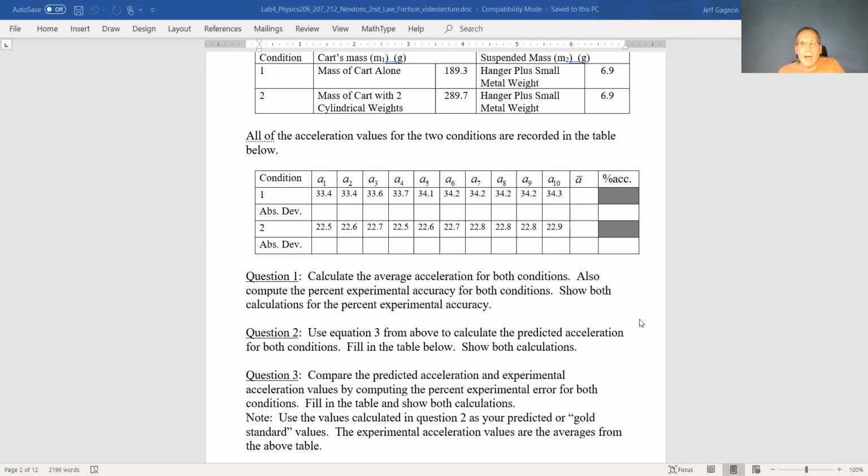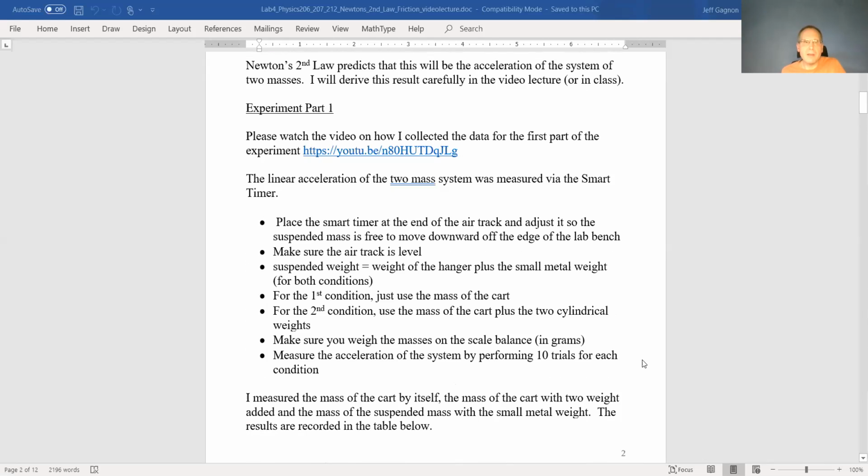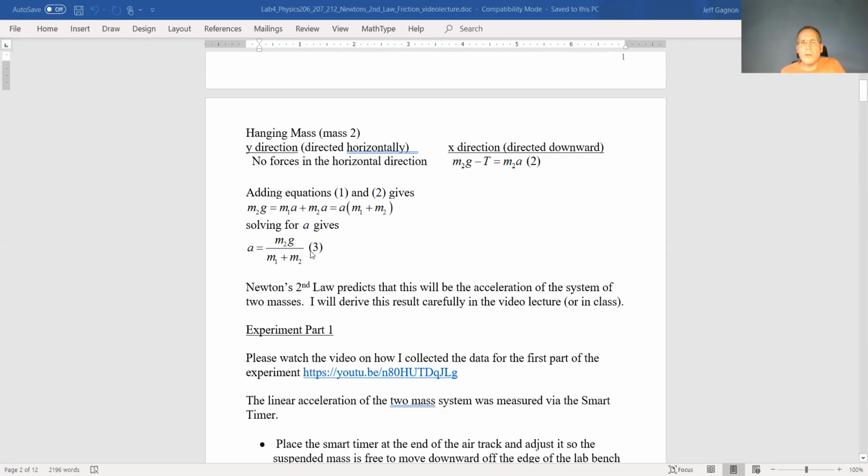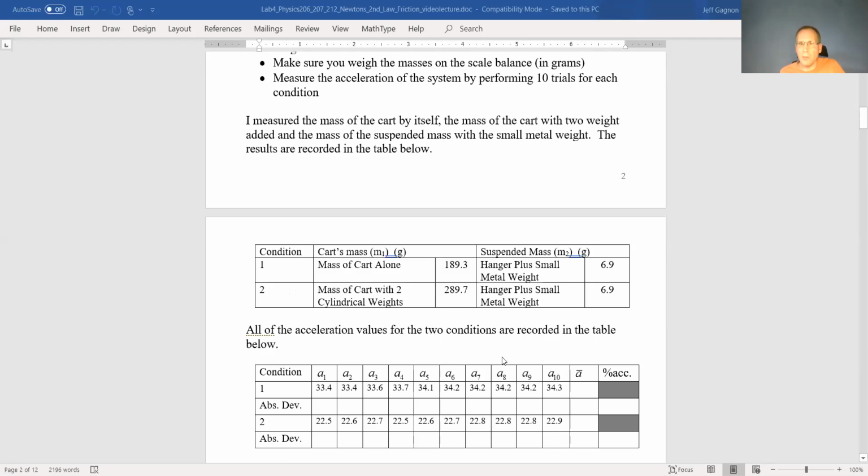Okay, then I want you to calculate the theoretical acceleration from that formula that we just derived. I'm also calling it predicted. So theoretical is like predicted acceleration. You're simply going to use that formula that we derived. It's also in the handout here. It's m2g over m1 plus m2. So you're going to plug in your masses. Remember, m2 is the hanging mass. So that's 6.9. m1 is going to be the mass of the cart, which is either 189.3 or 289.7, depending on what condition you're calculating for.